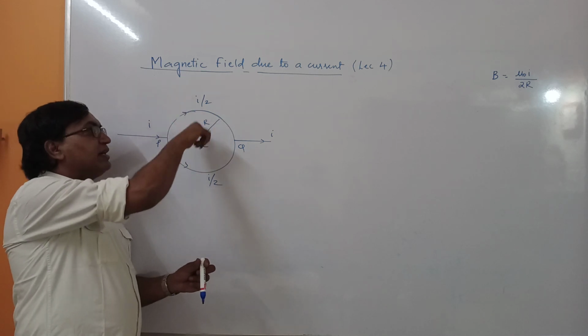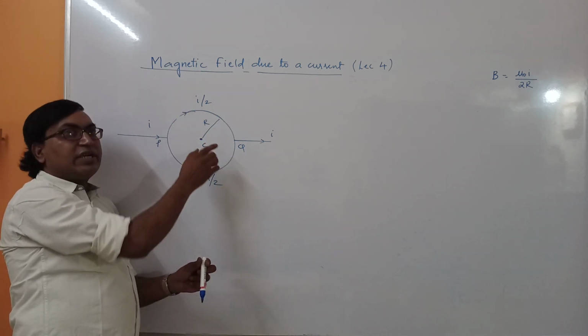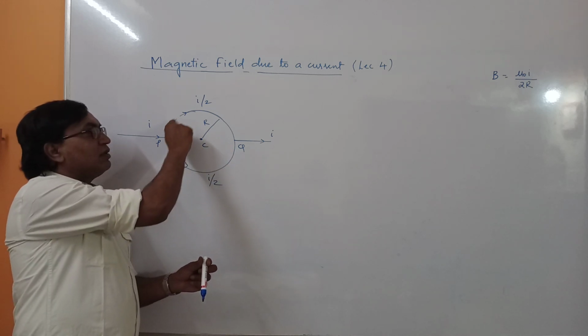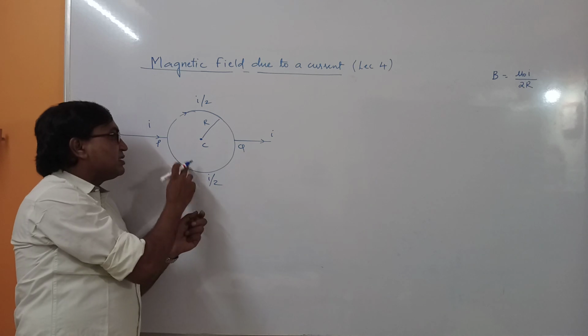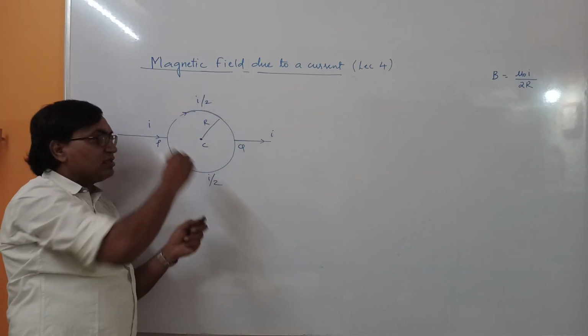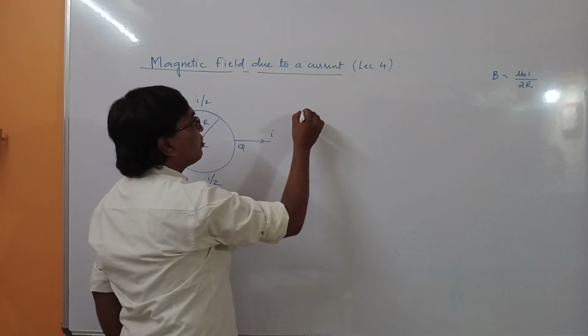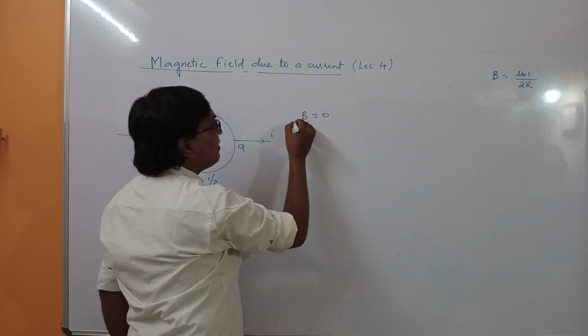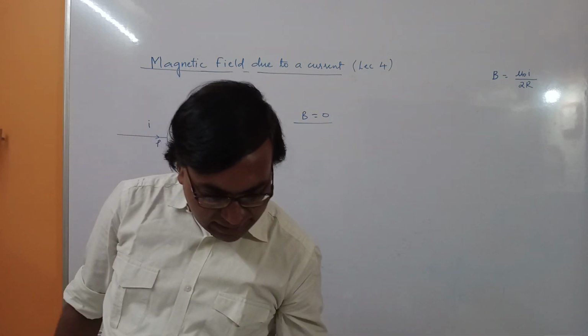Due to this part, it is inside the board, and due to this part, it is outside the board. Clockwise, inside the board. Anti-clockwise, outside the board. And the magnetic fields are the same. So the total magnetic field at the center will be 0. Okay.